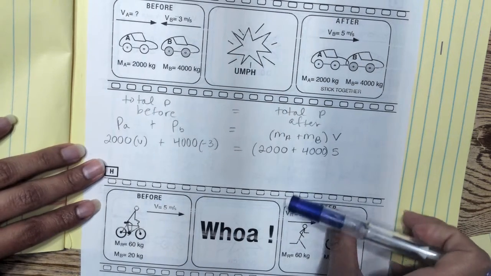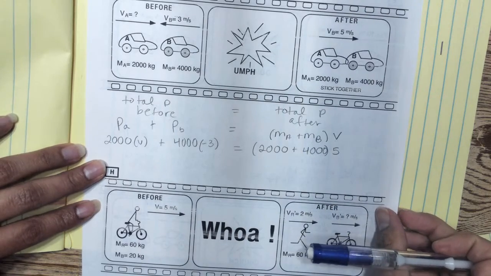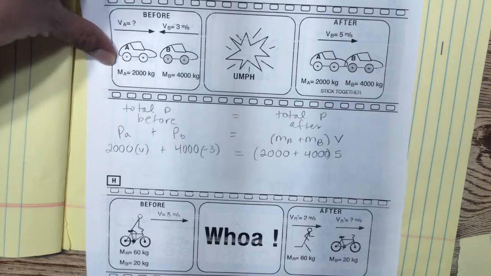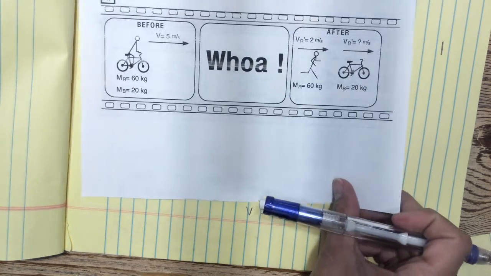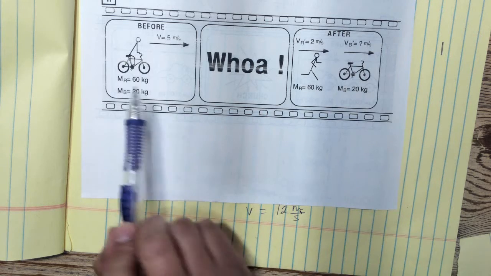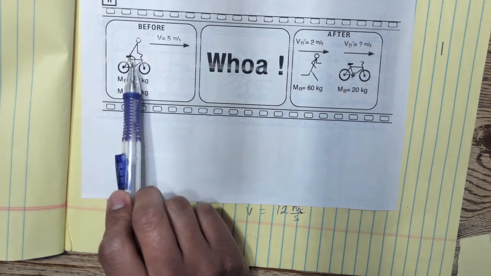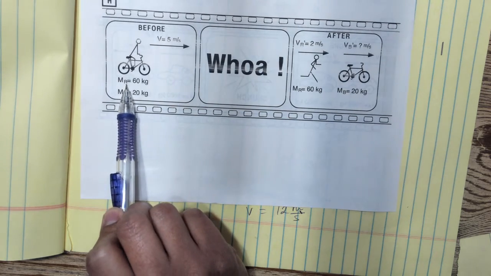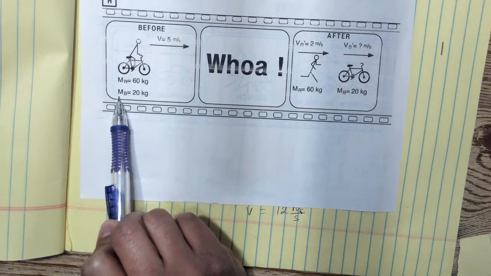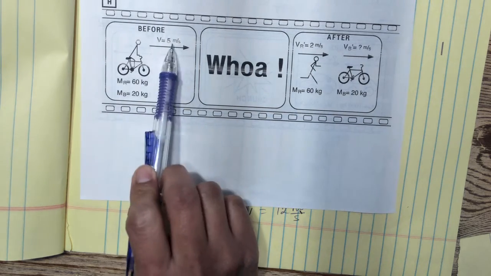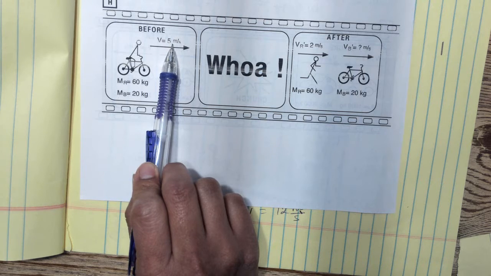So I'm going to leave this one for you to do and to turn in the answer. Now, this last one I'm going to leave completely for you to do. I'll talk you through it right now just for a little bit. So the man is with his bike. The mass of the rider is 60 kilograms. The mass of the bike is 20 kilograms. The man on the bike is going 5 meters per second.